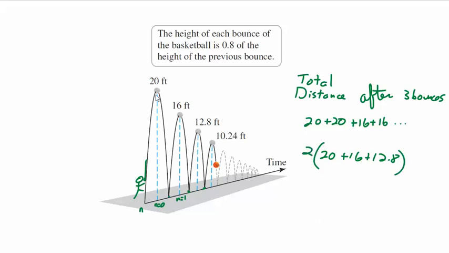Now, if it said the ball was dropped from a height of 20 feet, and then it bounced and came back up, then you wouldn't do 20 twice. So you got to kind of be careful with those. They can just be a little tricky in how they're worded.